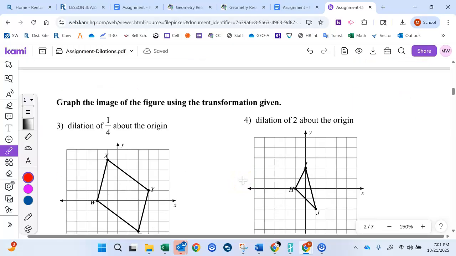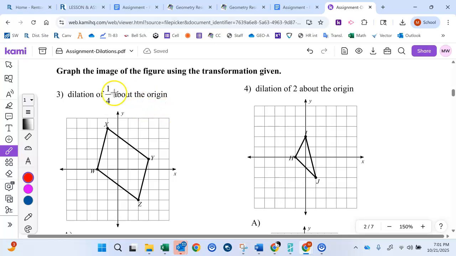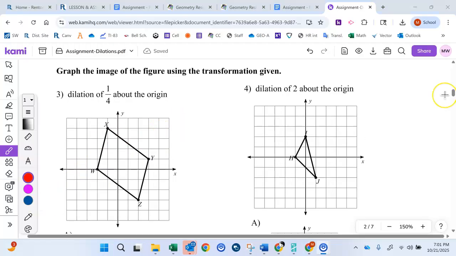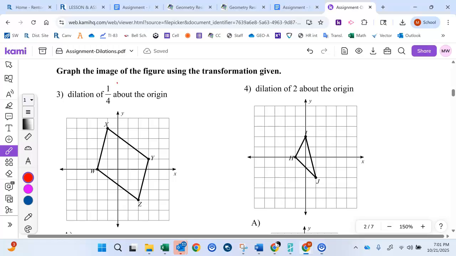Let's see what the next question looks like. So now we're going to graph the image with the dilation of 1/4 about the origin. I'm going to go ahead and show you how to do that real quick. Okay, so 1/4 about the origin means it's going to be getting smaller.